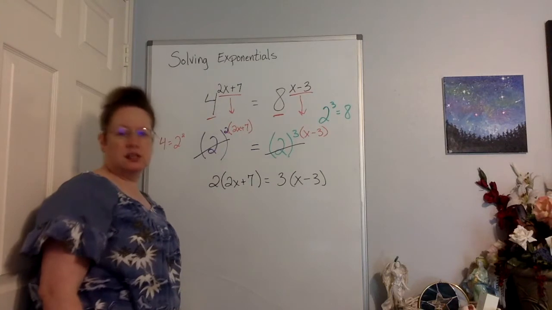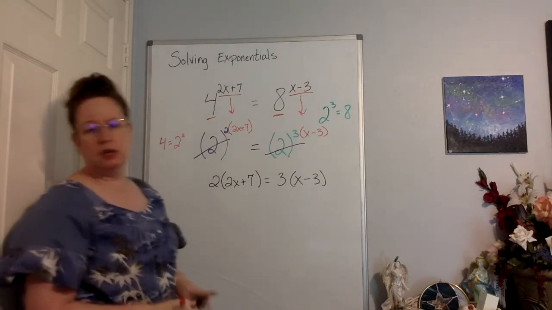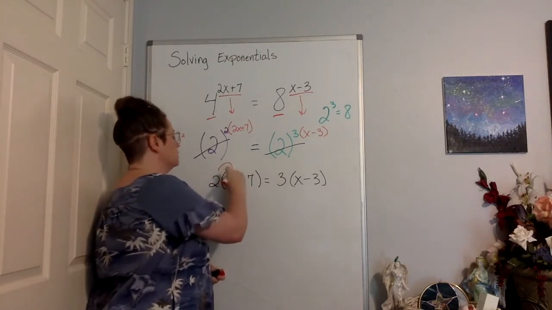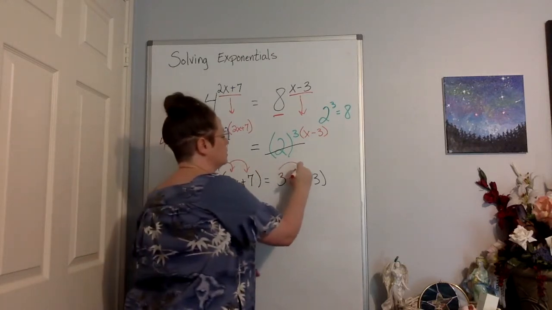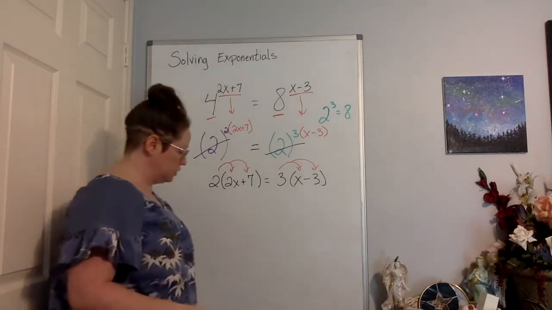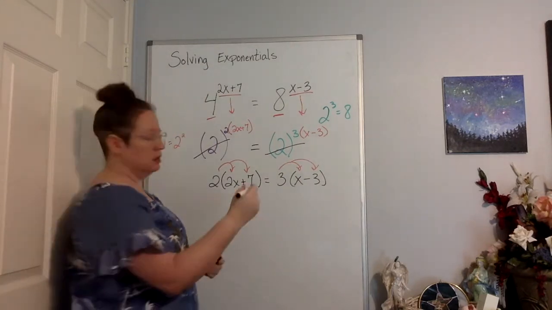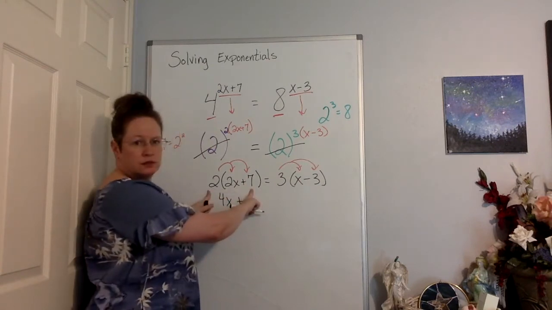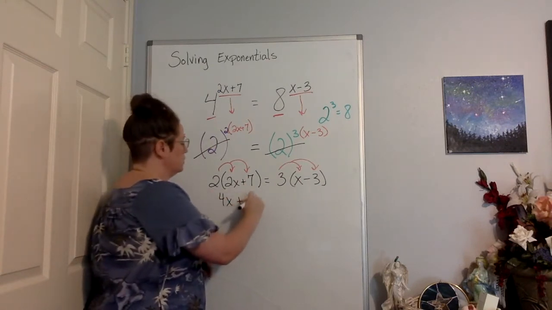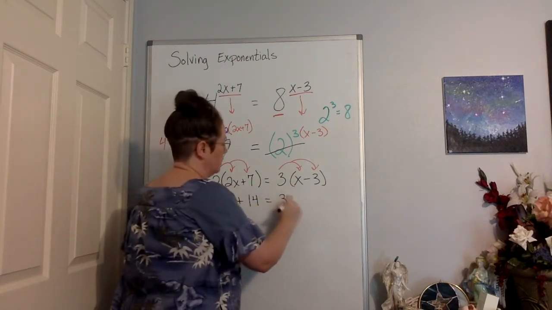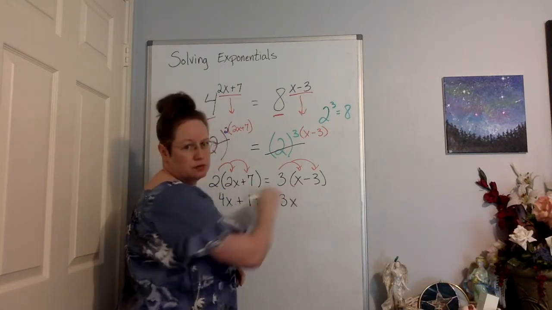Well, that's easy. What are we going to do with the number outside the parentheses? We're going to distribute. So we need to distribute on both sides of our equation. 2 times 2x gives us 4x. 2 times 7 is 14. Equals 3 times x, which is 3x, and 3 times negative 3.